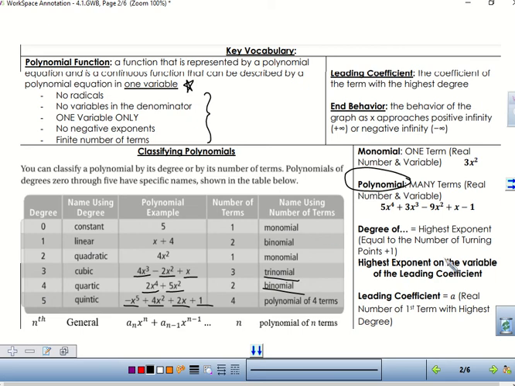The degree is equal to the highest exponent. Basically, you can also count the number of turning points and add 1 to that, and that will also tell you the degree of the polynomial if you're only given a graph. And then the leading coefficient is the coefficient of the leading term. In this case, the leading coefficient would be 4, this one would be 2, and this one would be negative 1.